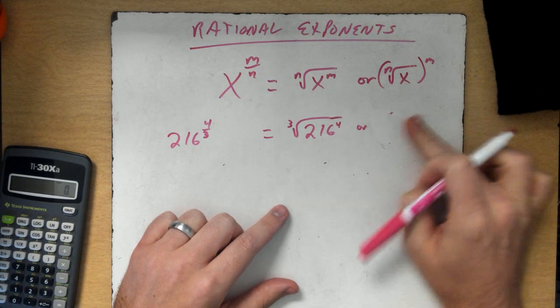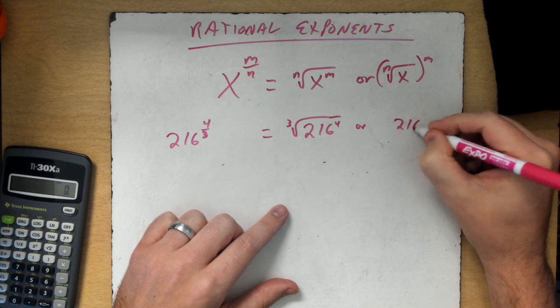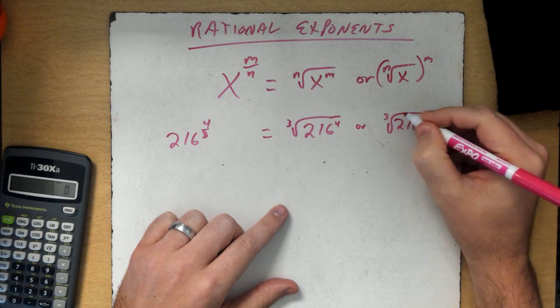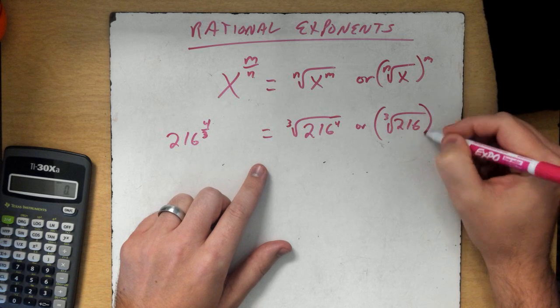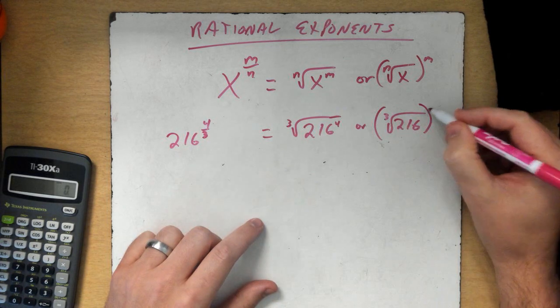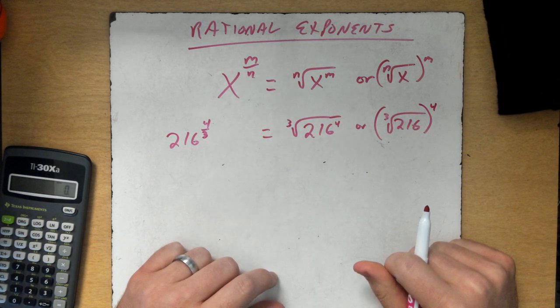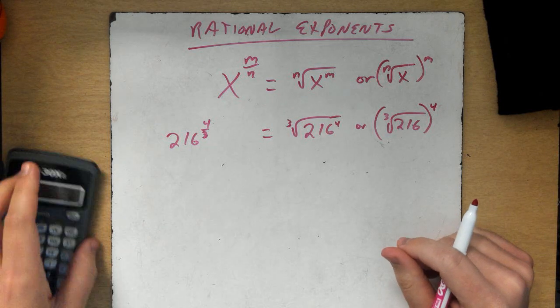Let me rewrite this. Our bottom number will always go here with the root, and then we're going to do what we did up here, put it in parentheses, and then put our m, our top number, on the outside here. And I'll show you how to solve this both ways.